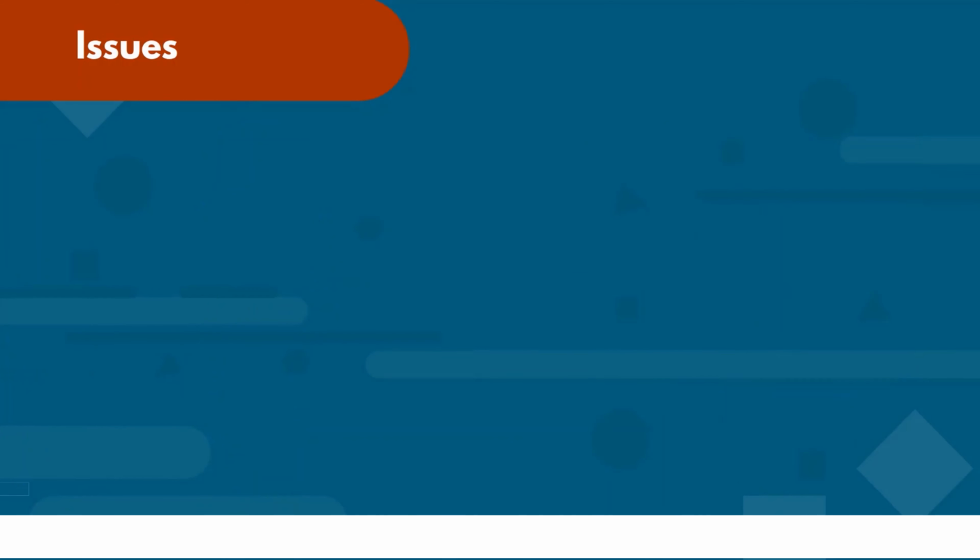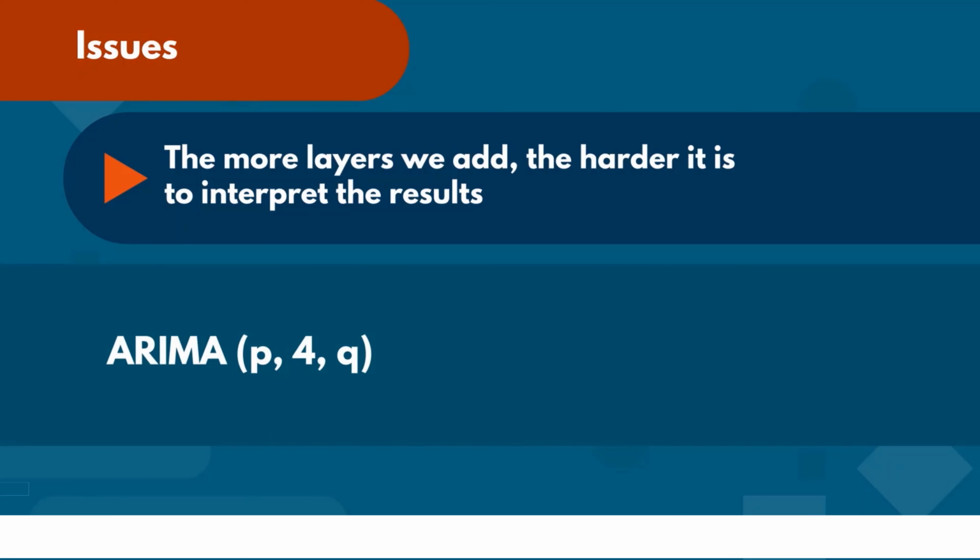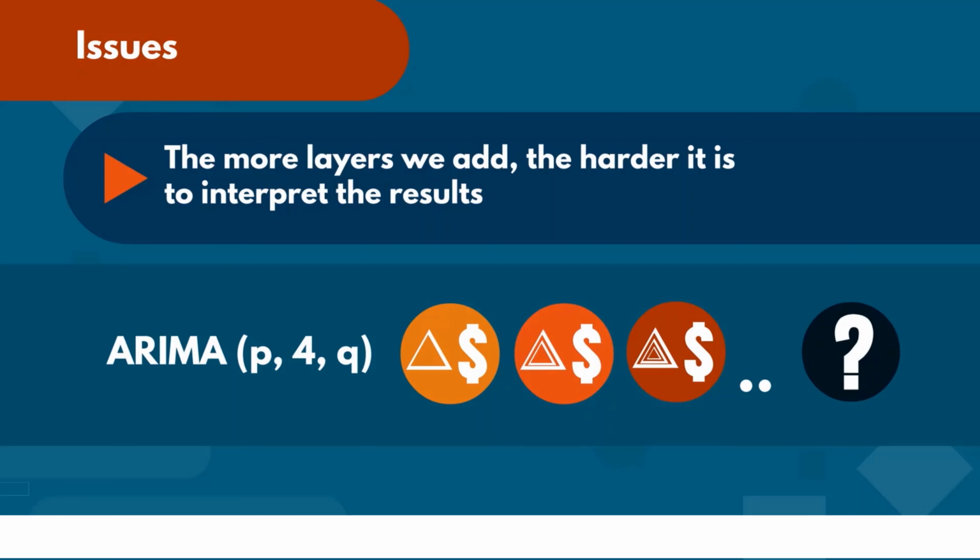Last but not least, the more layers we add, the harder it is to interpret the results. For example, imagine we successfully find an ARIMA P4Q model for returns. Then the coefficients wouldn't be the difference between returns or even some slope of their changes, but rather the slope of the slope of the slope. Even imagining this for a second seems confusing and unintuitive, let alone extracting a useful insight out of such results.